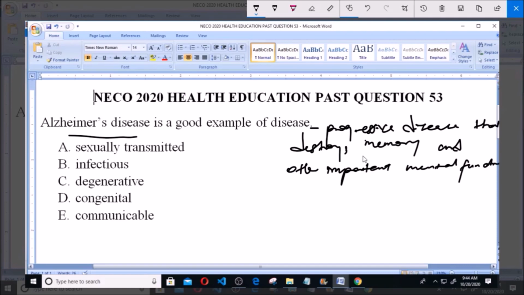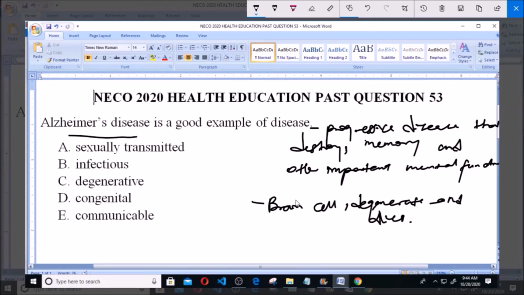Now, brain cells and the cells connected to the brain degenerate and then die. So in Alzheimer's disease, the brain cells and other cells connected to the brain degenerate and die, thereby leading to impairments in the mental function. That is, impairments in the function of the brain. Now the question says Alzheimer's disease is a good example of, and like I have described, Alzheimer's disease is a degenerative disease because it causes degeneration of brain cells, thereby leading to loss of memory and important mental function.